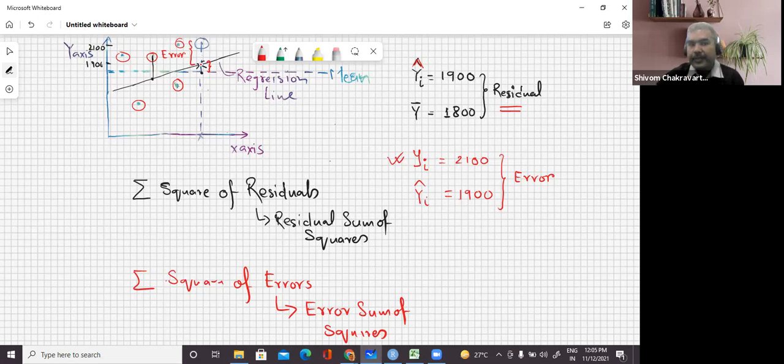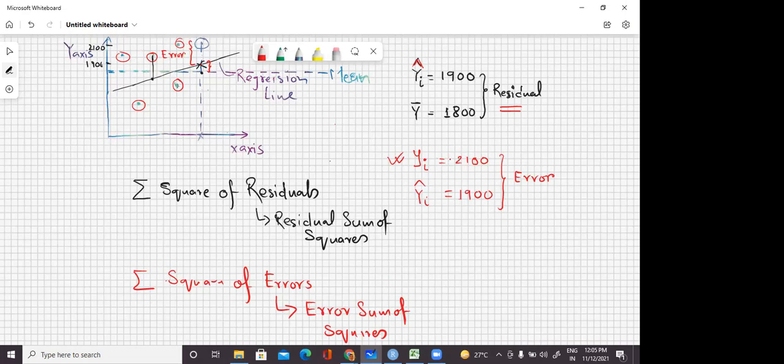So the difference between the actual value and the value predicted by the regression line is called the error. And the difference between the value predicted by the regression line and the mean is called, okay, I'll switch off the video.